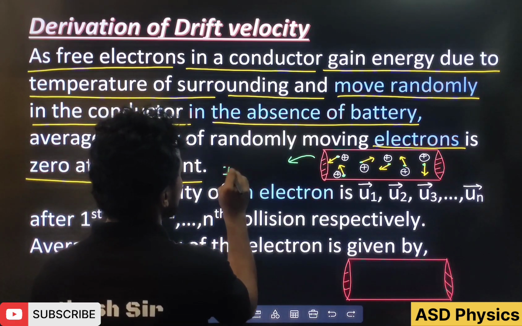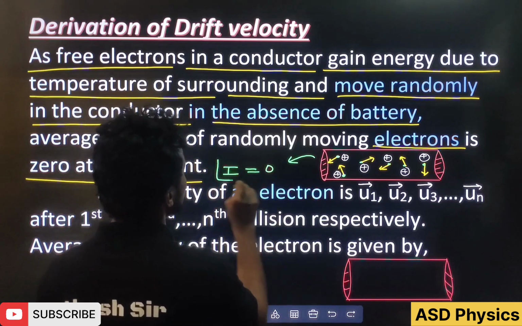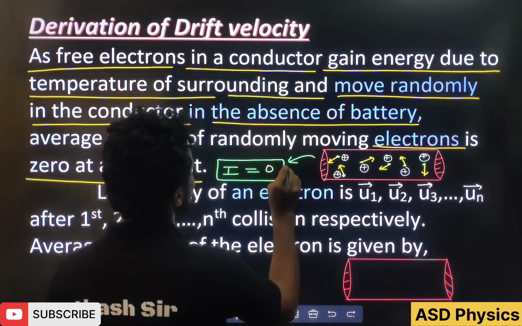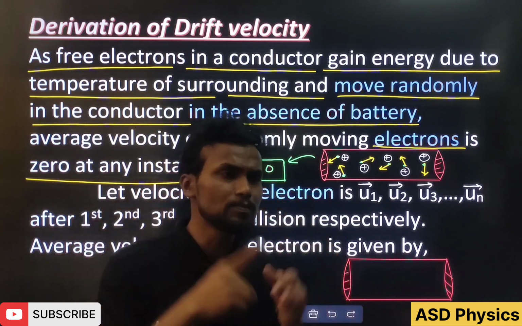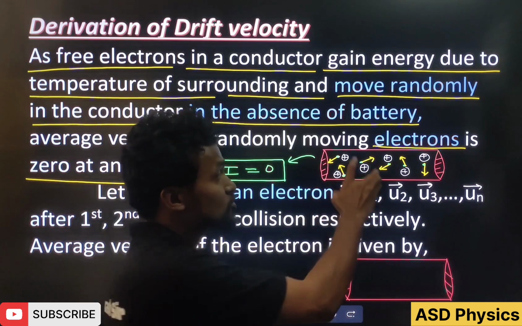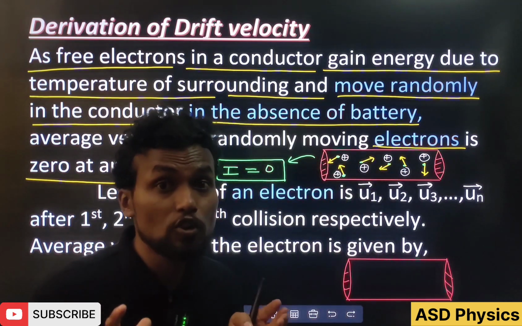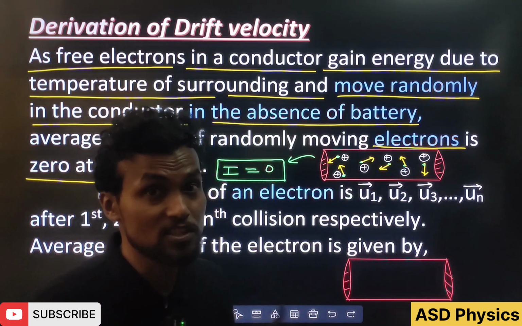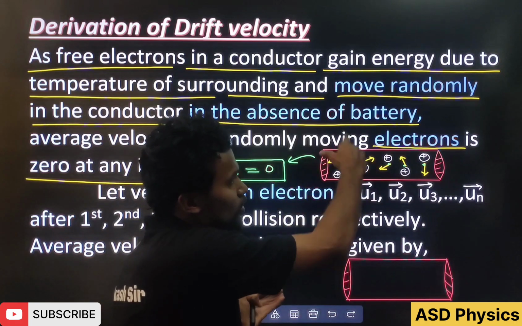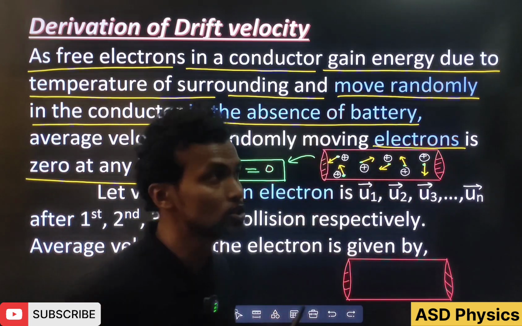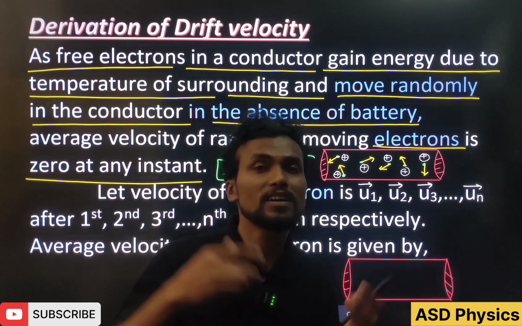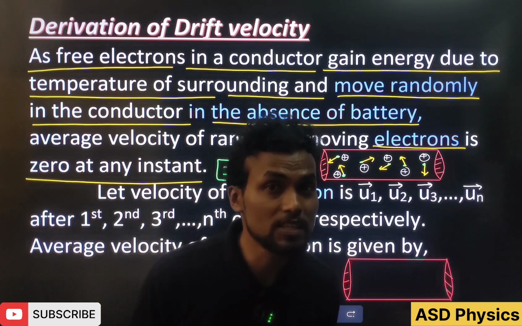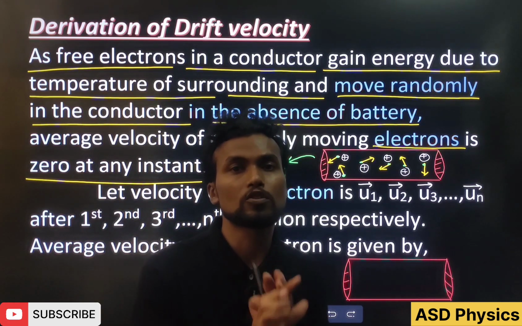That's why, if the conductor is not connected to a battery, the current through the conductor will be 0. You know very well that current means charged particles are moving. Here also the charged particles are moving, but not in any one specific direction. That's why the resultant of all the free electrons will be 0, and it will constitute 0 current. So when the conductor is not connected to a battery, there is no current through the conductor.